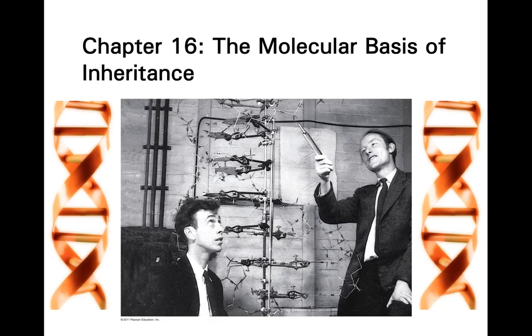And here we've got the famous scientists Watson and Crick, who won a Nobel Prize for resolving the structure of the DNA molecule, which led the way to understanding how it can encode the hereditary information that Mendel and Morgan studied.